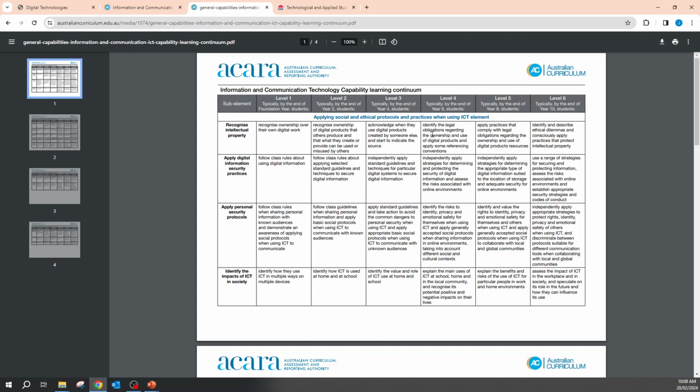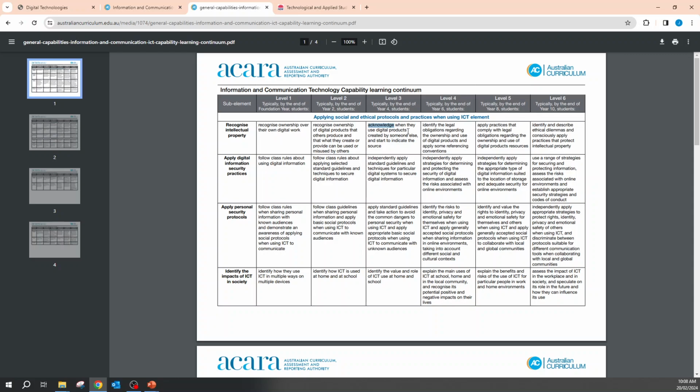So you can see there in the recognises intellectual property, the year 4 student acknowledges when they use digital products created by someone else and starts to indicate the source. So not full referencing, but acknowledging, I found this website somewhere else, it's from the Australian government or something. So embedding that process into what we're doing is quite important. Security protocols apply standard guidelines and take action to avoid common dangers. So there is some kind of aspect to that e-safety stuff. So go and have a look at this. I think it's quite helpful to have printed out there as well.